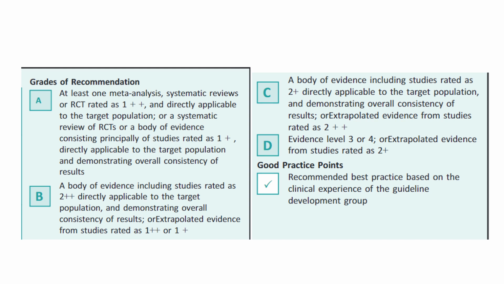When we say A grade of recommendation, it means that at least one meta-analysis, systematic review, or randomized controlled trial has been included in this recommendation, or is the basis for this recommendation, and this means that the rating is 1++ or 1+. When we say that the grade of recommendation is B, then this means a body of evidence including studies rated as 2++, directly applicable to the target population and demonstrating overall consistency of the results.